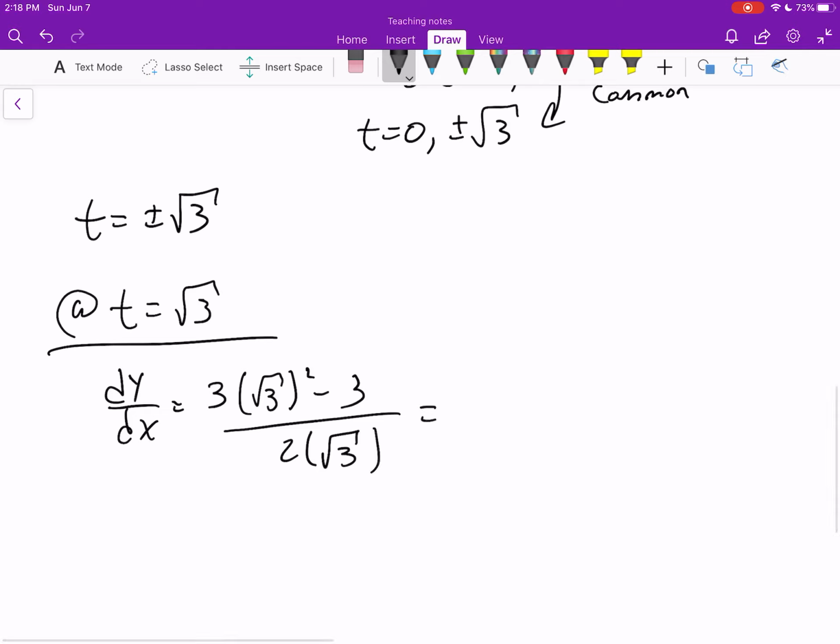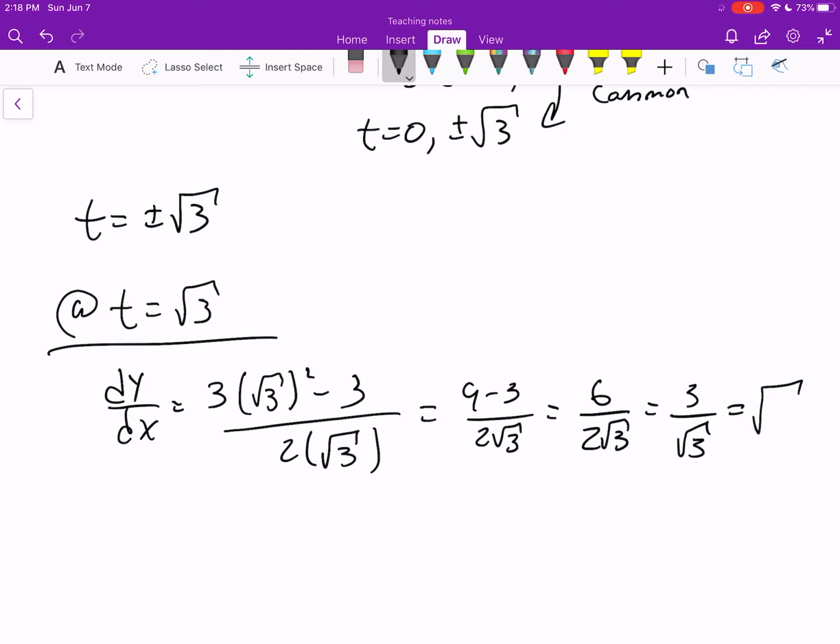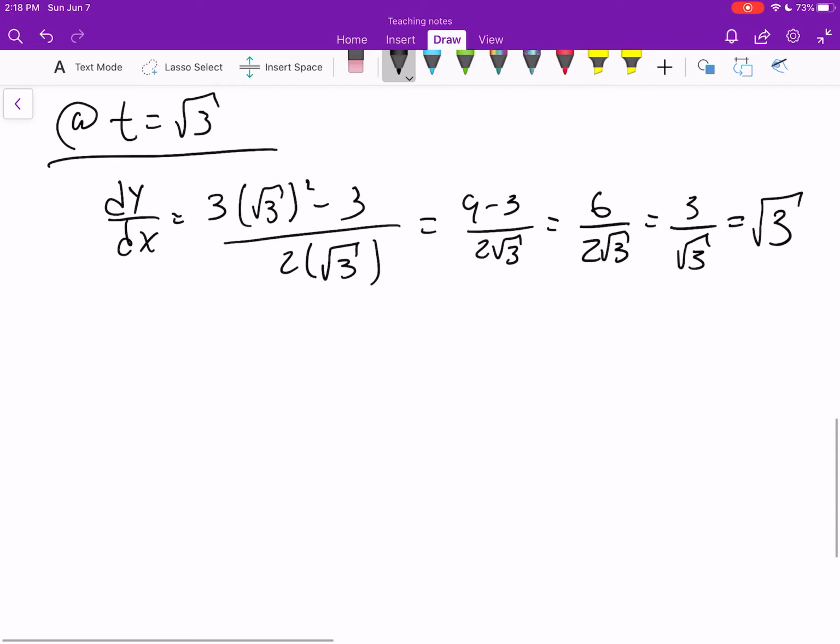So this ends up being 3 times 3 is 9, minus 3, over 2 square root of 3. This is 6 over 2 radical 3. This is 3 over square root of 3, which is the square root of 3. So the derivative there is the square root of 3 at t equals square root of 3.